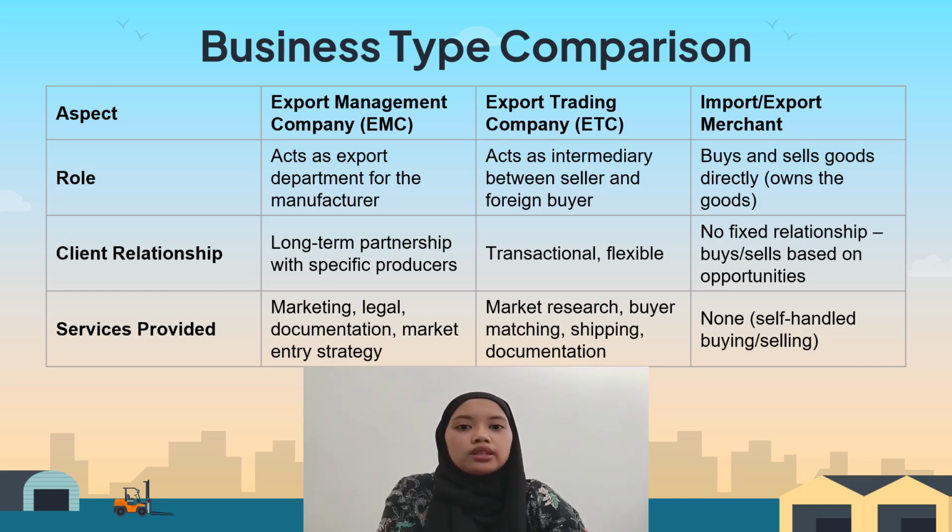So the next one is service provided. For EMC, they have marketing, legal documentations, and market entry strategy. For ETC, they have market research, buyer matching, and shipping documentations. For import or export merchants, they have none. They self-handle buying or selling.